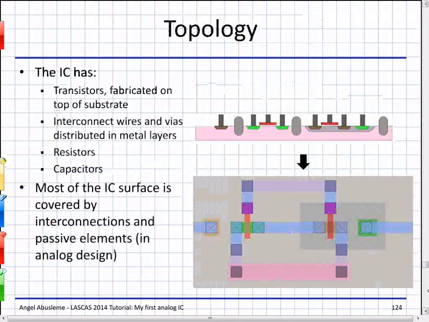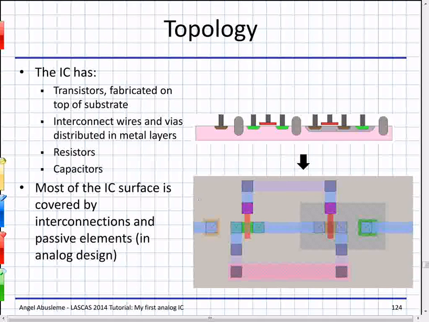Okay, topology. We know that the IC has transistors, interconnections, resistors, and capacitors. Most of the IC surface is covered by interconnections and passive elements. Transistors are usually small. Here we have the layout, and here we have the cross-section. So again, in this layout we see an NMOS transistor, then a PMOS on an N-well, and here we see some interconnections.